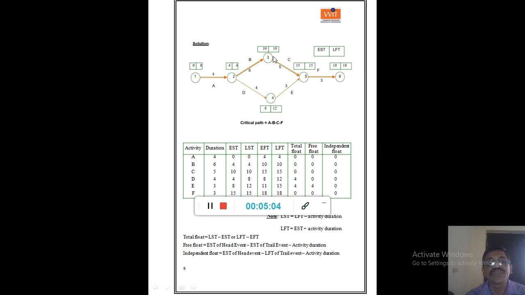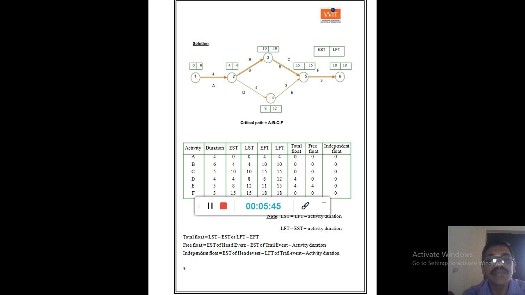Here again at event number 2, while doing backward calculations, two paths are coming. At event number 3, the latest finish time is 10. At event number 4, the latest finish time is 12. So 12 minus 4 is 8, whereas 10 minus 6 is 4. At event number 2 it is 4, and at event number 1 it is 4 minus 4, 0. So this is the way of calculating EST and LFT for any problem under CPM or PERT.